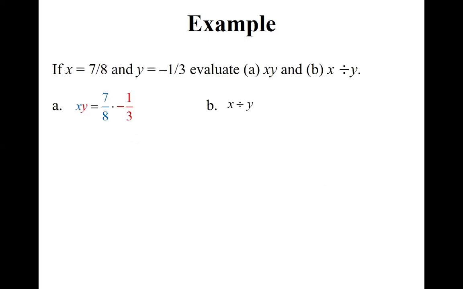An evaluate problem. We haven't had one of these in a while. If x equals 7/8 and y equals -1/3, A, evaluate xy, x times y, and B, evaluate x divided by y. So we can see A is already started. Plug it in. Replace x with 7/8. Replace y with -1/3. Positive times negative is negative. 7 times 1 is 7. 8 times 3 is 24. -7/24.